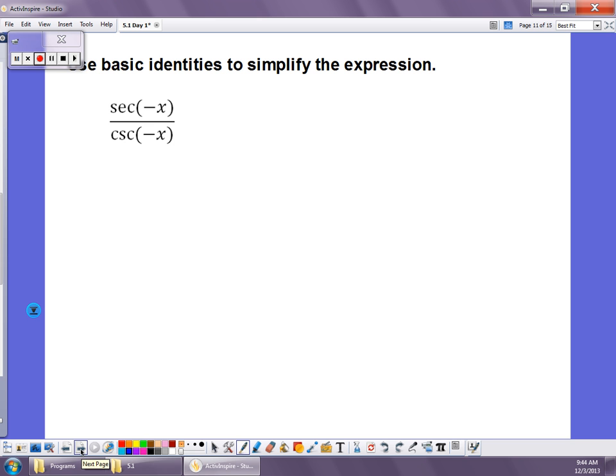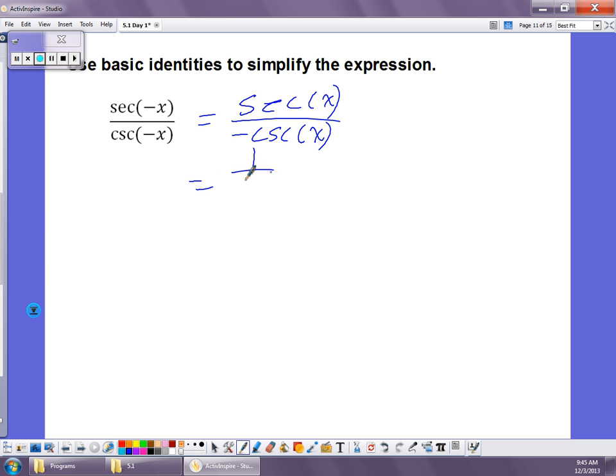All right, so here we have the negative properties, right? So secant, what can we do with the negative? Right, completely get rid of it. So we have secant x. What about with cosecant? What do we have to do? Make it negative cosecant x. And then, once you're here, what do you think the next step would be? Make it sine and cosine.